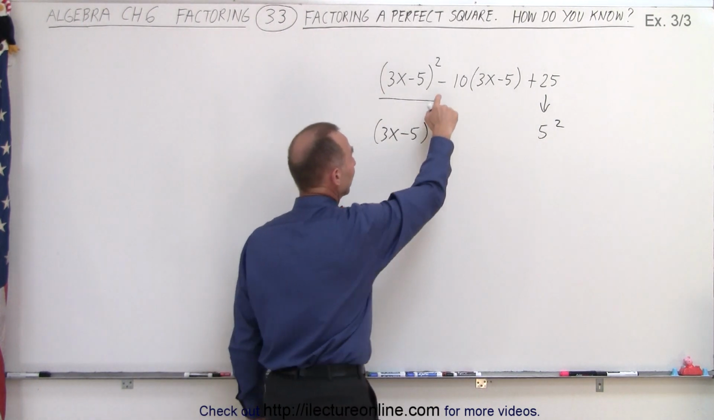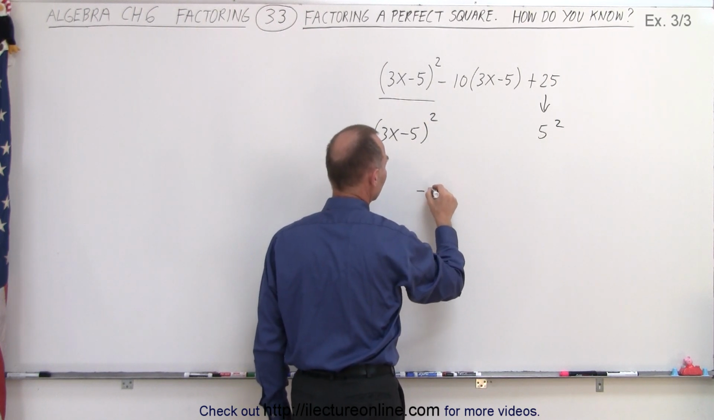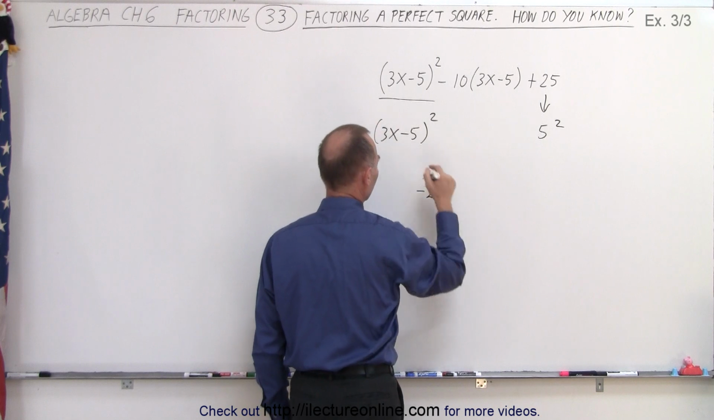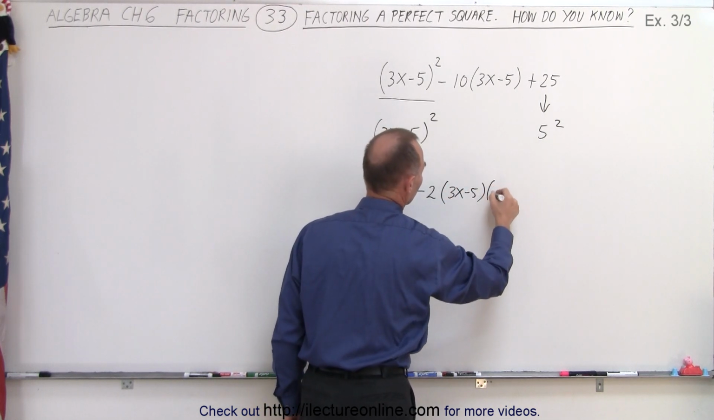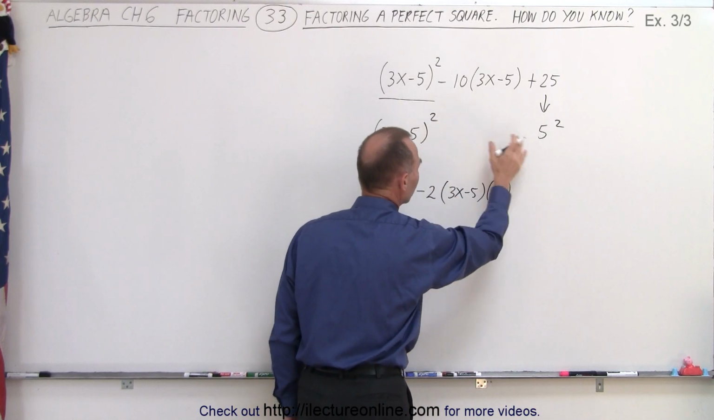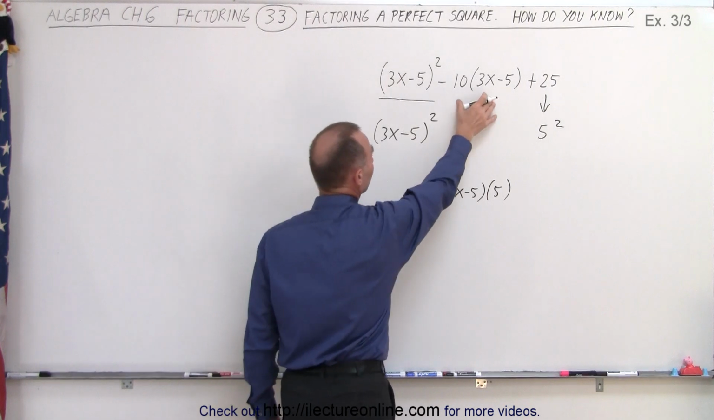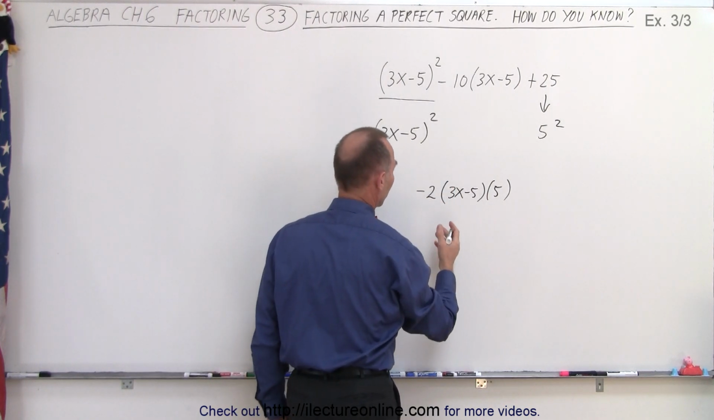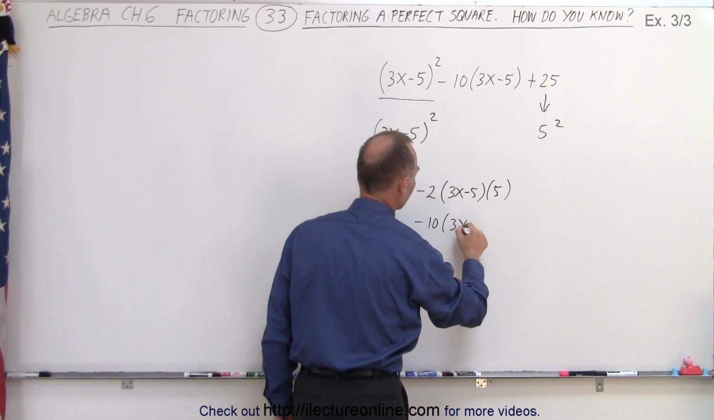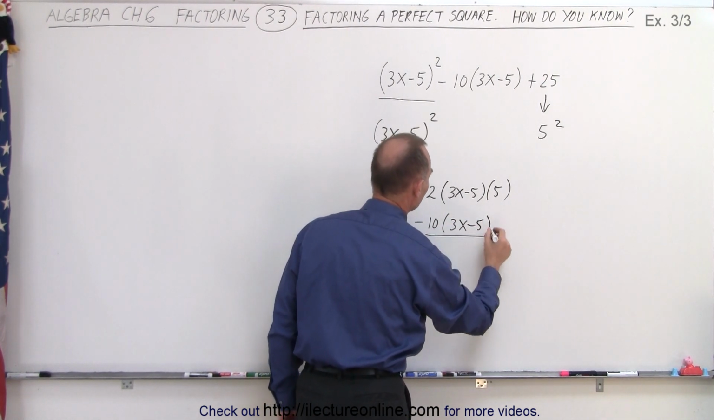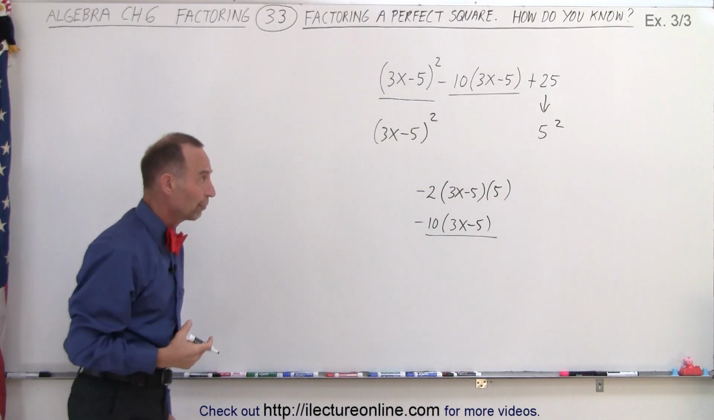Now notice we have a negative sign in the middle. That means that if we take negative 2 times the first term, which is 3x minus 5, times the last term, which is 5, and again it's the square root of the first and the last term, and we multiply that together, if we get the middle term, then yes, it is a perfect square. So multiplying this is minus 10 times 3x minus 5, and you can see that indeed, that is the same as the middle term, so we're dealing with a perfect square.